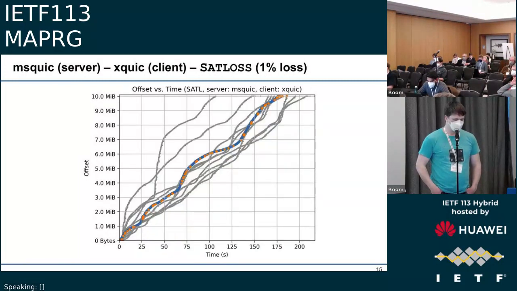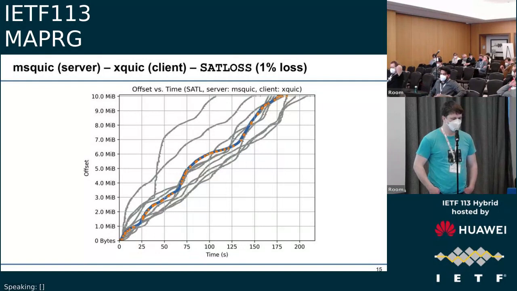Okay, next slide. We have another example which does not work that well: MSQuic as server and XQuic as client. You can see that the sending rate goes up and down a lot, and it takes really long for the transmission of a 10 megabyte file.